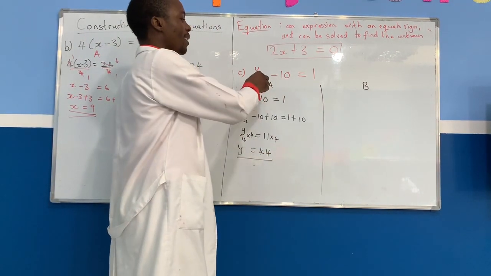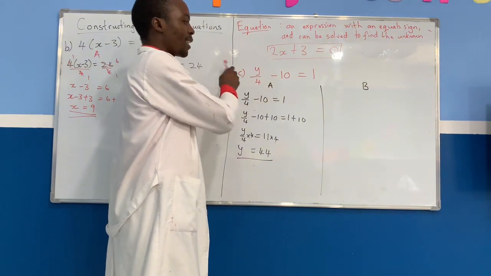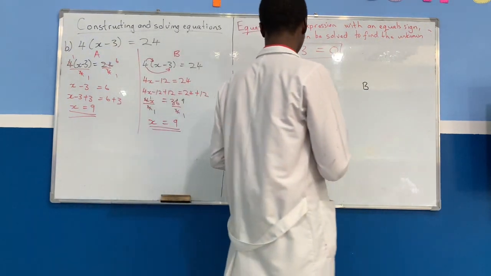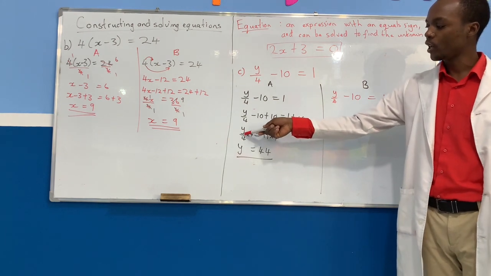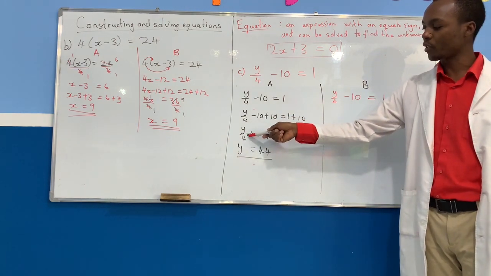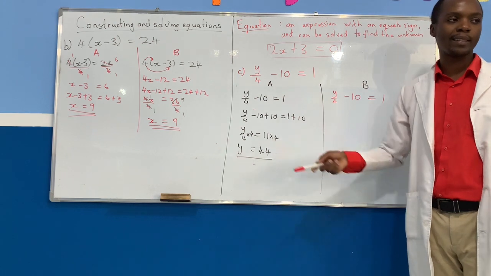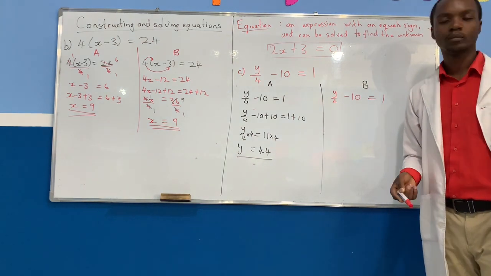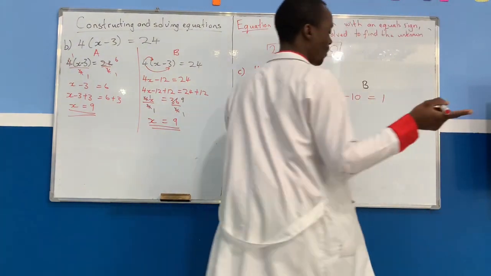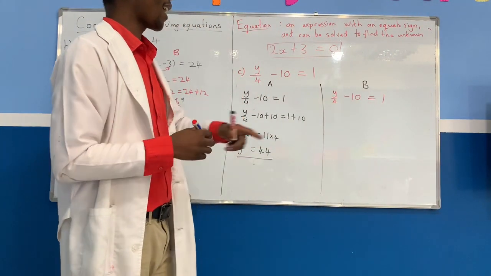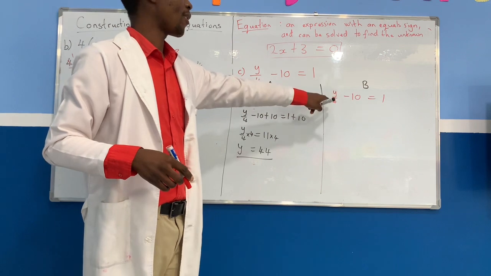The second method is also simple, but it is a longer method. We need to remove the fraction part of y over 4 and multiply everything by 4. When we go to y over 4, we multiply by 4, and whatever we do on the left hand side, we also do on the right hand side, so that we get the same answer. Remember they are equations, so we treat them the same.